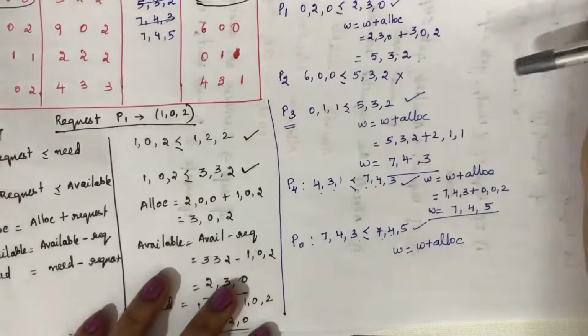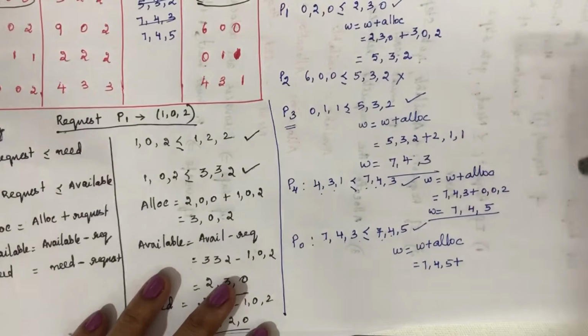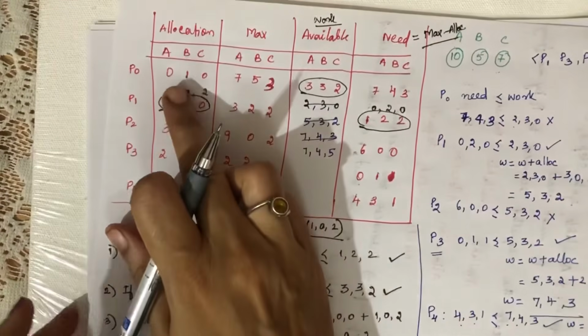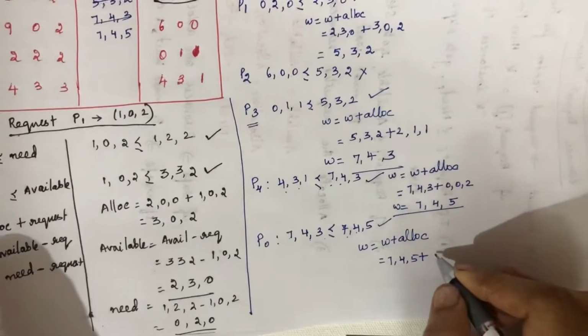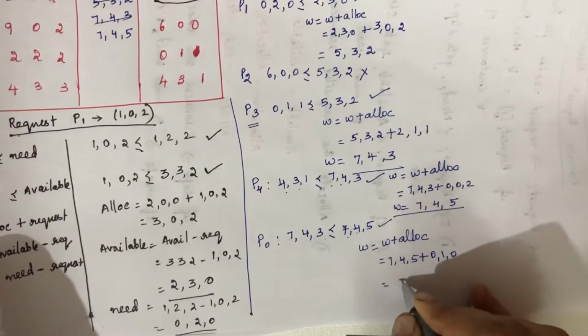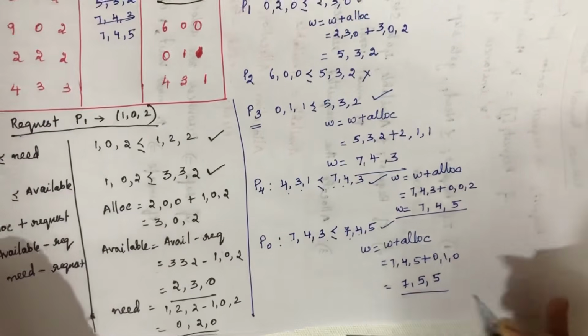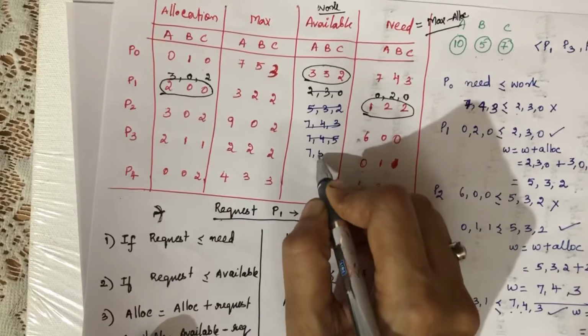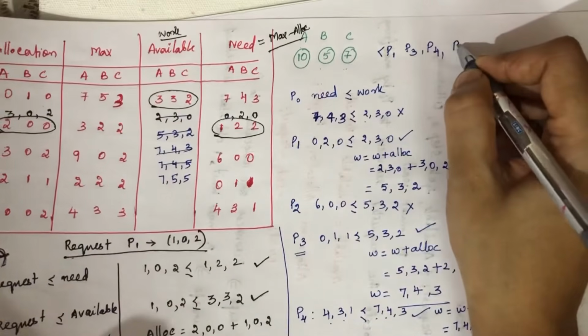So the work value will be work plus allocation. What is the work value now? It is 745, plus the allocation value for the process P0, which is 010. We will add this 010. It will be 7, 4 plus 1 is 5, 5 plus 0 is 5. So it will be 755. Here we will change it to 755 and add P0 to the sequence.